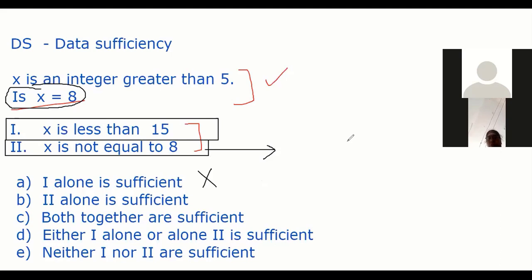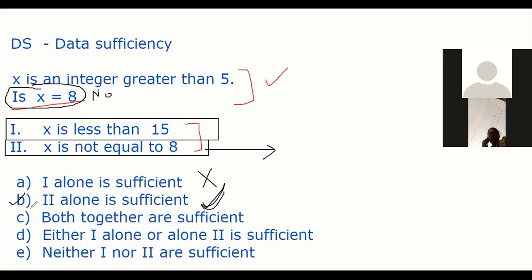And we are able to answer it means we are able to find out whether x is equal to 8 or x is not equal to 8. The statement says x is not equal to 8. So that information is there with us. We can find out whether x is equal to 8 or not. It is not. It means this alone, 2 alone is sufficient. From this we are able to find out the answer to our question. The right answer for this question is B. That is what DS is.